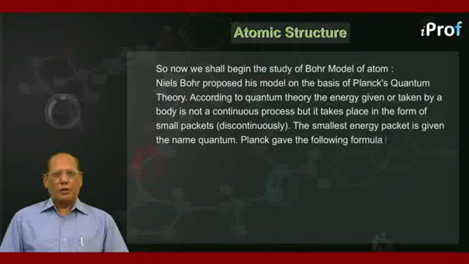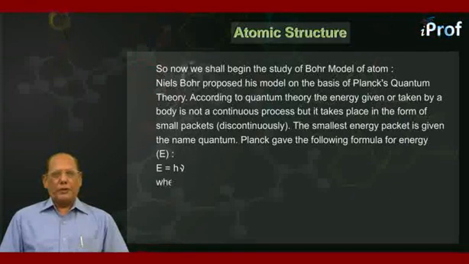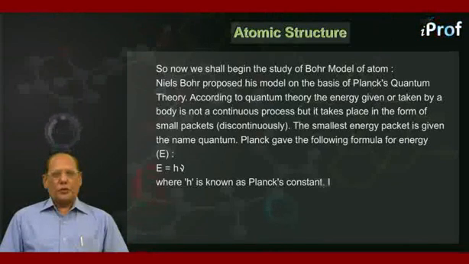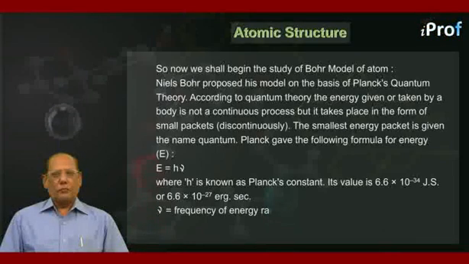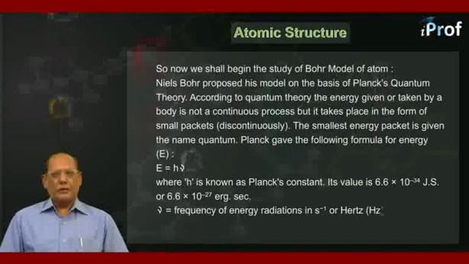Planck gave the following formula for energy E, that is E equal to h into nu, where h is known as Planck's constant. Its value is 6.6 into 10 to the power minus 34 joule into second, or 6.6 into 10 to the power minus 27 erg into second. Nu is equal to frequency of energy radiations in second inverse, or hertz, that is Hz.